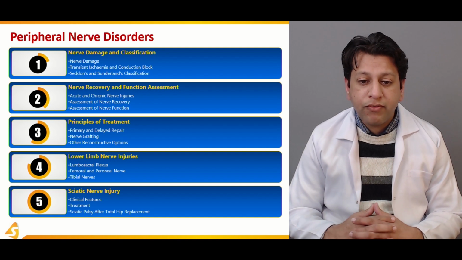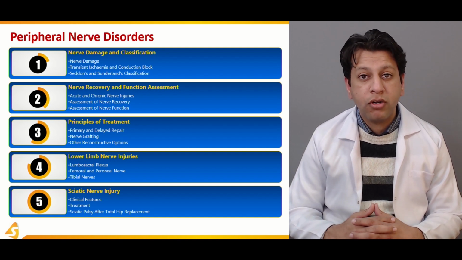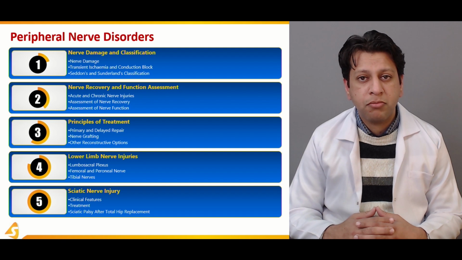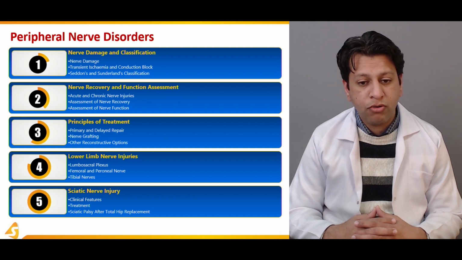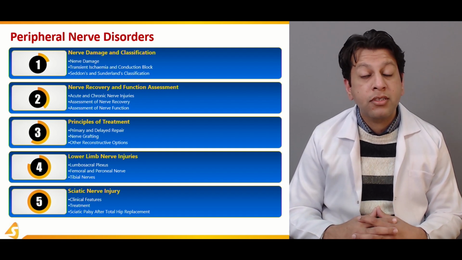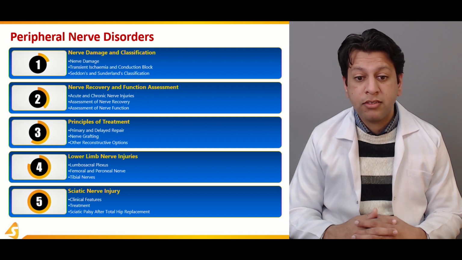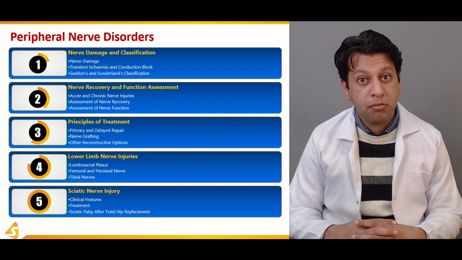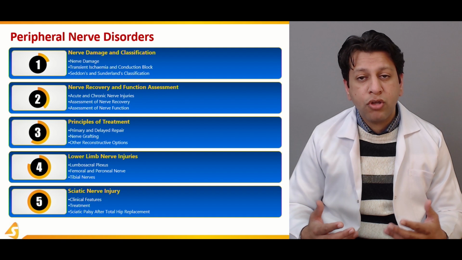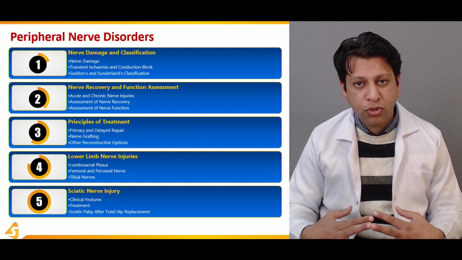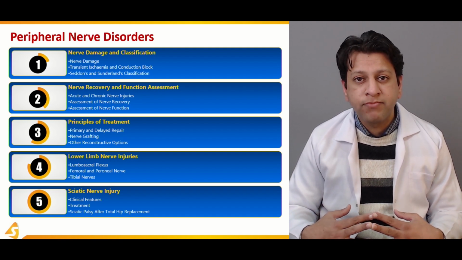In the fourth and fifth section, we'll be briefly going through the lower limb nerve injuries, especially the peripheral nerve injuries of the lower limb. We'll be briefly discussing anatomy of lumbosacral plexus, femoral and peroneal nerve injury, tibial nerve injury, and lastly, most importantly, the sciatic nerve injury, which is now actually one of the very common injuries, especially associated with total hip arthroplasty.